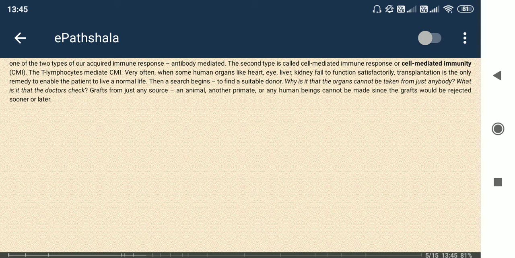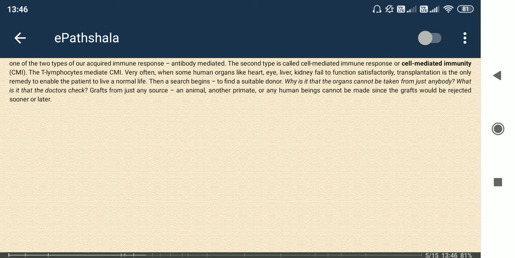IgM is a pentamer. The placenta is formed during pregnancy inside the uterus. Immunoglobulin G is the only antibody which can pass through the placenta, from the mother's body to the fetus's body. We need to remember that, only immunoglobulin G. And immunoglobulin M is formed as a pentamer.